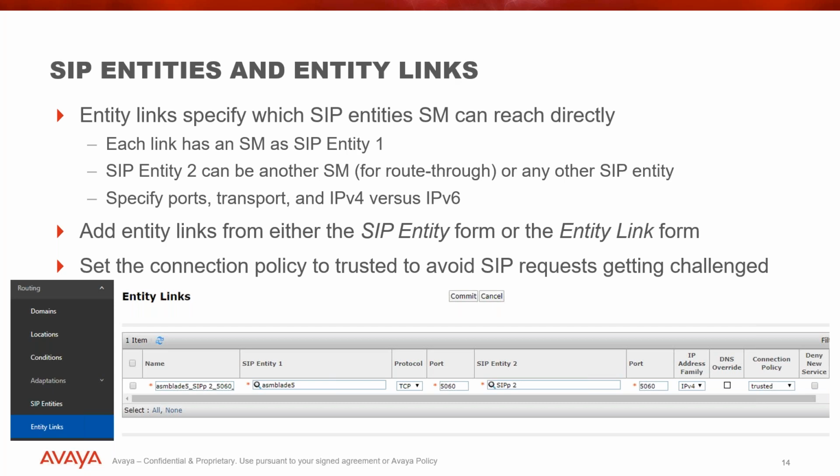Also, there's a deny new service checkbox. You can use that to take individual entity links out of service. Say you're doing maintenance on your communication manager and you don't want session manager to route calls there. Check the deny new service box and session manager won't be routing calls over this particular entity link.